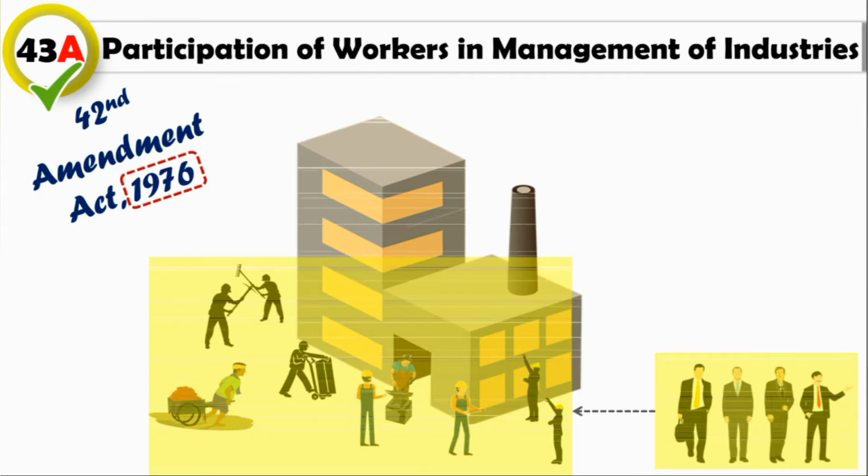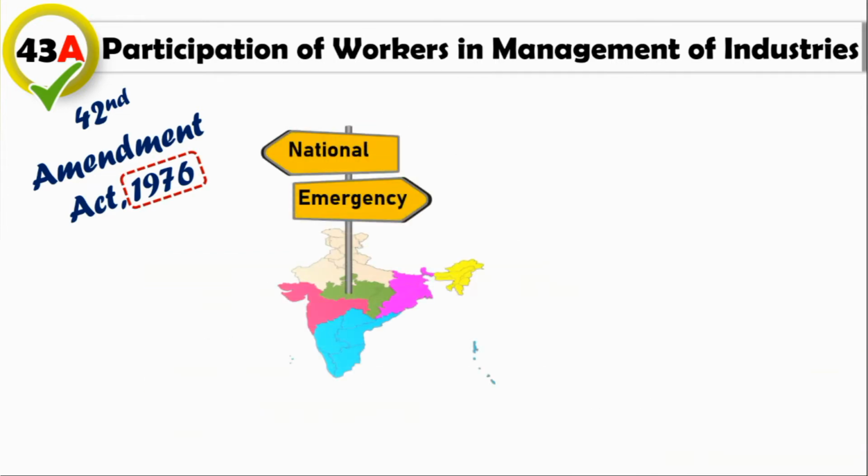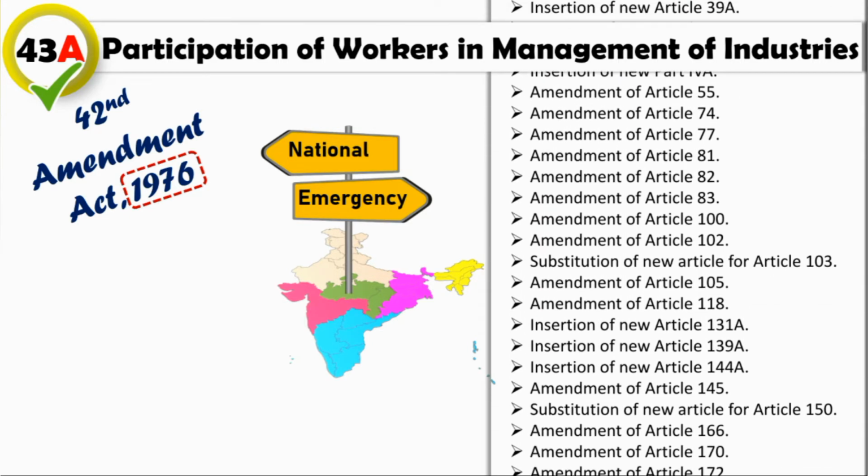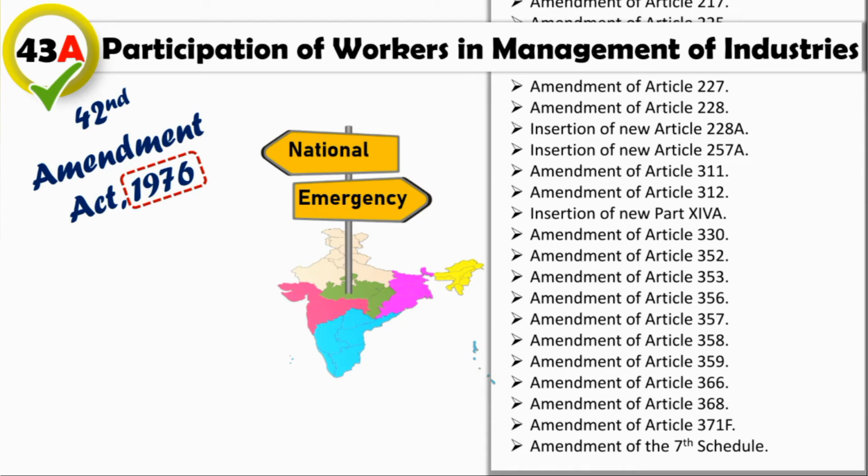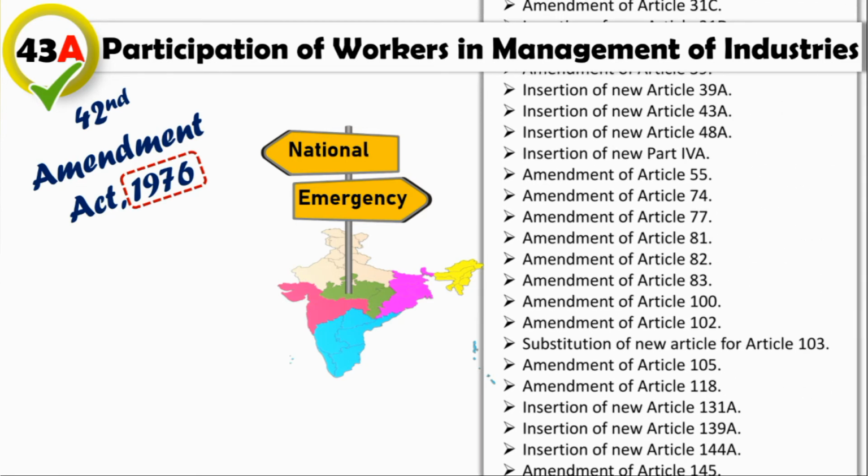1976 was the period when emergency was imposed in our country, and a lot of amendments were done to the Indian Constitution. You can see the list of changes done to the Indian Constitution by the 42nd Amendment Act of 1976. And Article 43A was one of them. And because of so many amendments to the Indian Constitution, the 42nd Amendment Act of 1976 is also known as Mini Constitution. Now let's see the major objectives of adding Article 43A, that is workers' participation in the management.